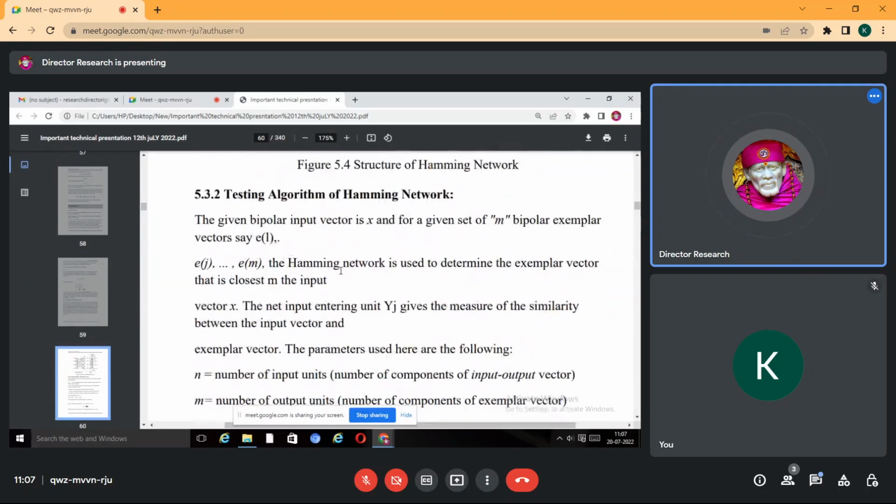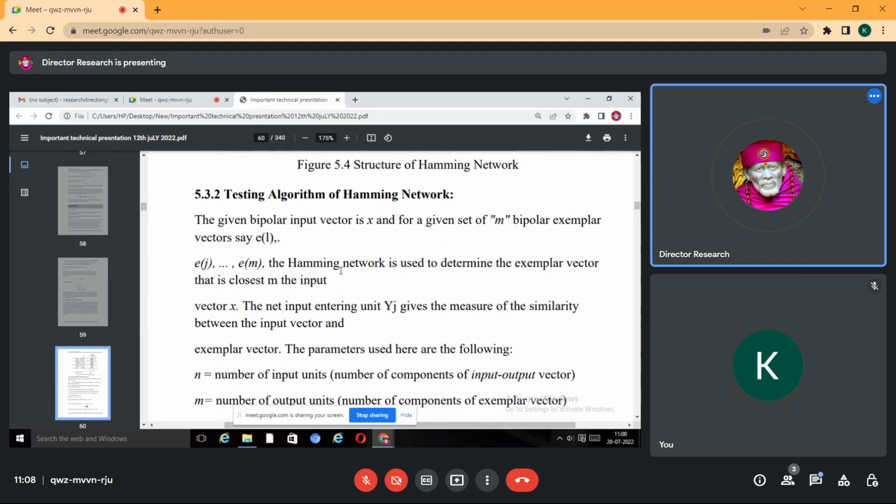Testing the algorithm of the Hamming network. Given a bipolar input vector x, and a given set of m bipolar exemplar vectors, say E(i), E(j) up to E(m), the Hamming network is used to find the exemplar vector that is closest to the input vector.